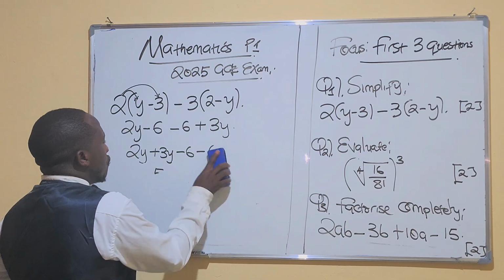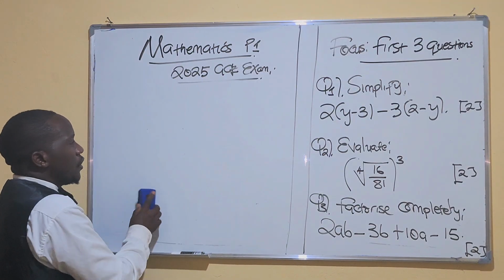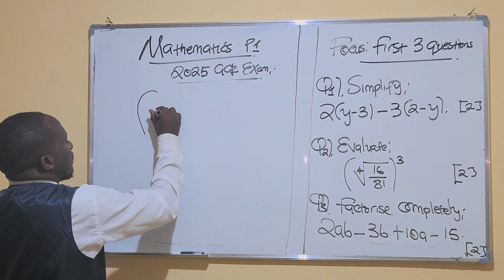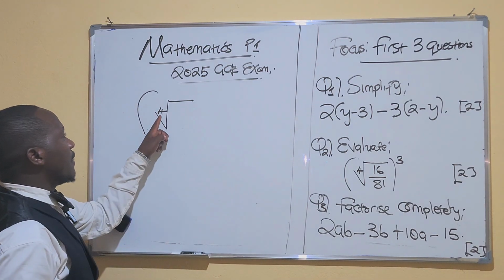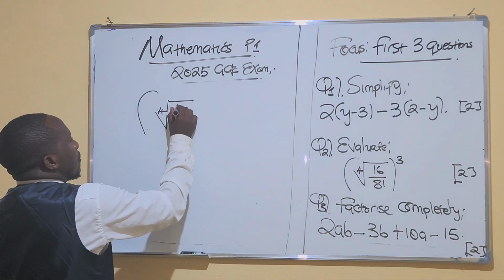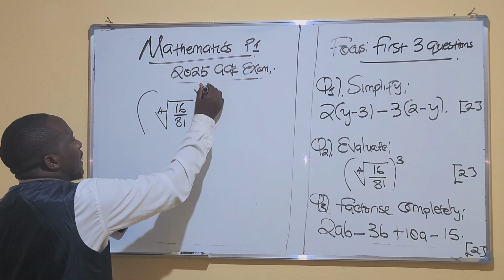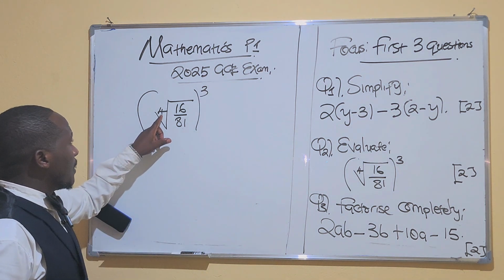Then moving on to question 2. Question 2 now says evaluate. So we've got the 4th root. When there's a 4 here, it means this is the 4th root of the number. So we want the 4th root of 16 over 81, but the answer should be raised to the power of 3. So we want to understand what is the 4th root.